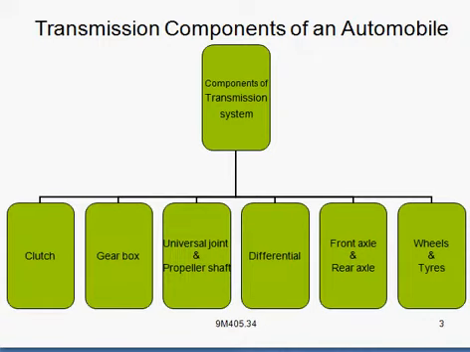In the last class, we discussed what an automobile is and what the different parts of an automobile are. The transmission system is one of the main components of an automobile, which ensures the transmission of power or rotary motion from the engine to the wheels. There are many components in this transmission system, such as the clutch, gearbox, universal joint, propeller shaft, differential, front axle and rear axle, and finally the wheels and tires. These are arranged in this particular sequence only.